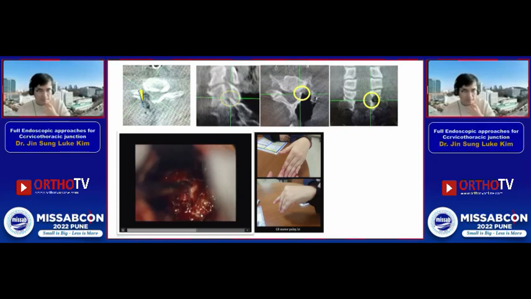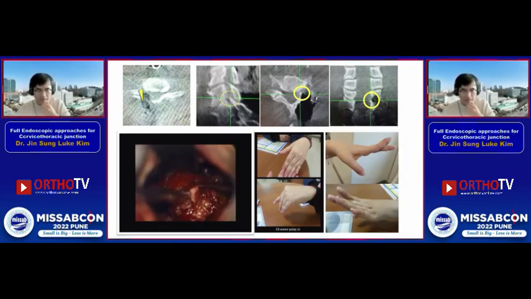Once I had made the laminar foraminotomy, I was able to explore the ventral dura and eventually remove the small fragment. After that, the patient's weakness improved.